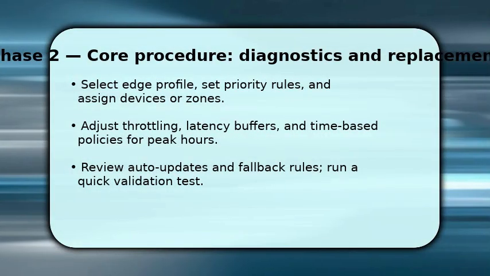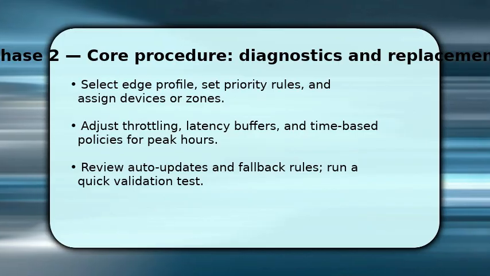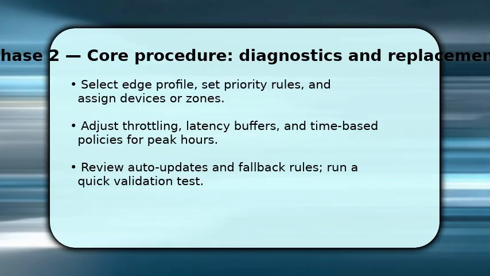You choose an edge profile and assign priority rules to devices or zones so critical traffic wins during congestion. Next, set throttling and latency buffers. This affects performance, so adjust conservatively and test. Then, schedule time-based policies for peak and off-peak.